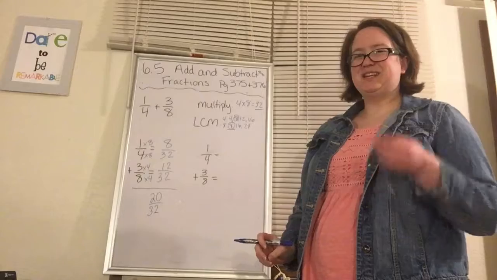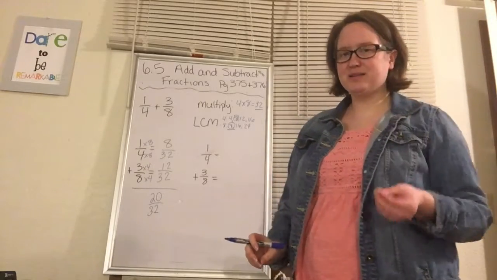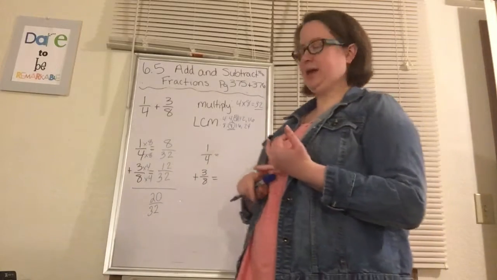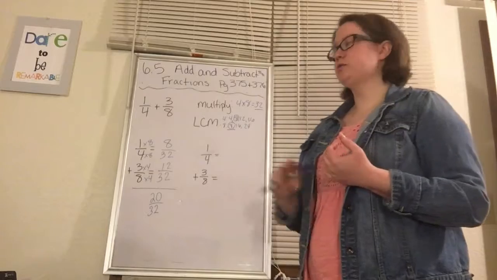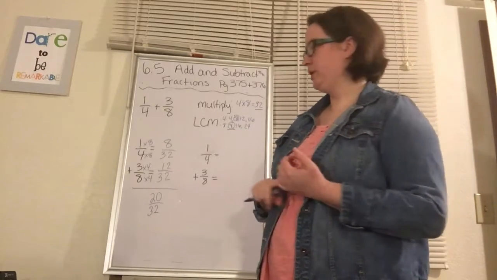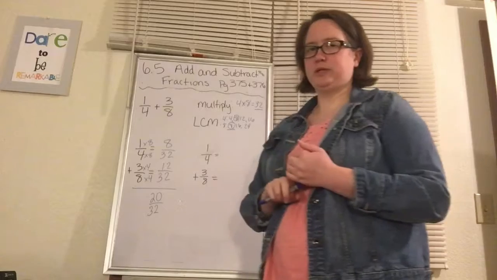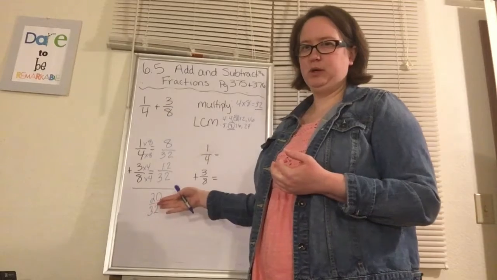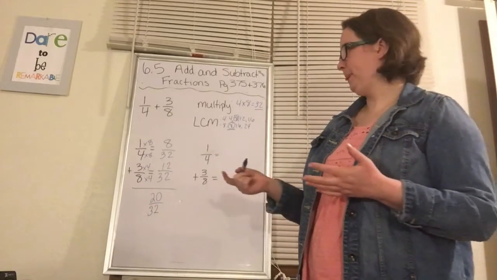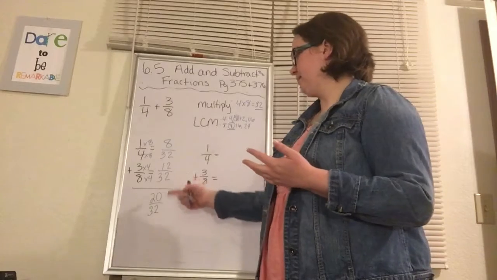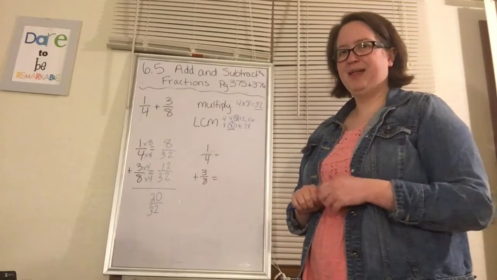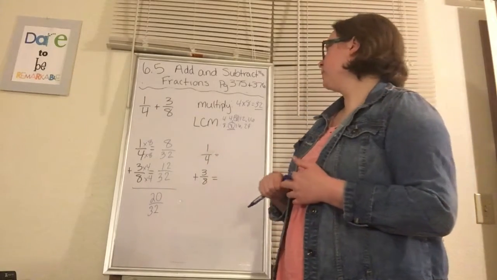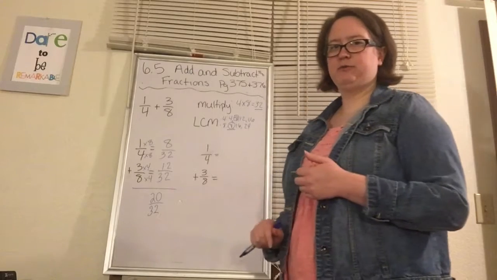But I am not done yet, because I have to simplify, because there are numbers that I can divide both 20 and 32 by. So I'm going to go through my factors of 20, and I'm going to start with 20. I can't divide them both by 20. Well, the next highest one is 10, but I can't divide them both by 10. Then we have 5. Can I divide them both by 5? No. Next is 4. Can I divide both 20 and 32 by 4?